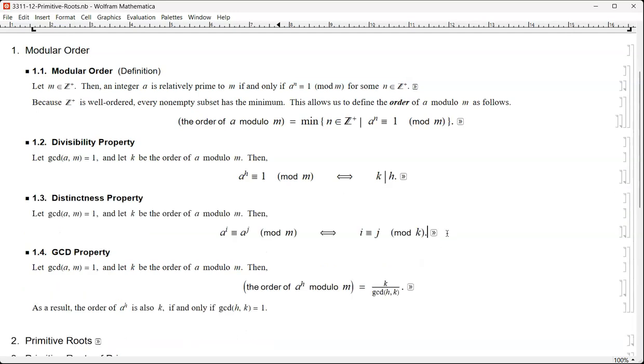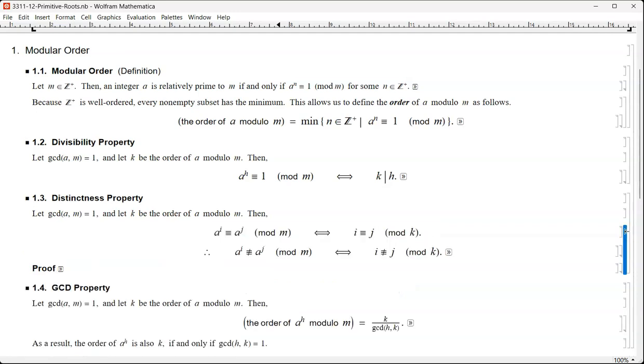The next property we proved was the distinctness property. a to the ith power is congruent to a to the jth power mod m if and only if i and j are congruent mod k. If I take the contrapositive, then we get distinctness. a to the ith power and a to the jth power are distinct mod m if and only if i and j are distinct mod k.